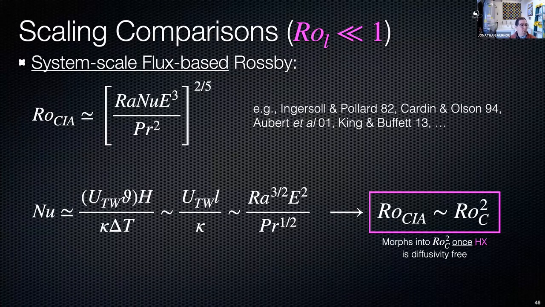So when you do things in terms of a heat flux, then you get what's called Rossby CIA. That's how it's often referred to in the literature. And again, we're all doing CIA scalings, but this is the flux-based one. And it's Rayleigh times Nusselt, the heat transfer, Ekman cubed over Prandtl squared to the 2/5. Again, this has been found all over the place. I've left out a -1. It's Nusselt -1 if we're going to be precise, but if Nusselt's large, let's just lose the -1.